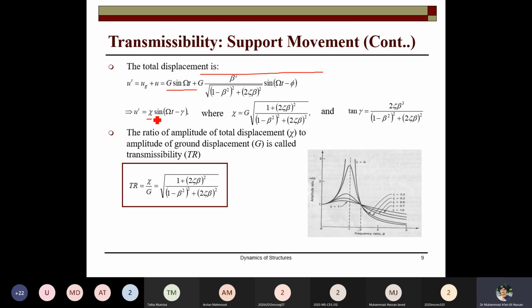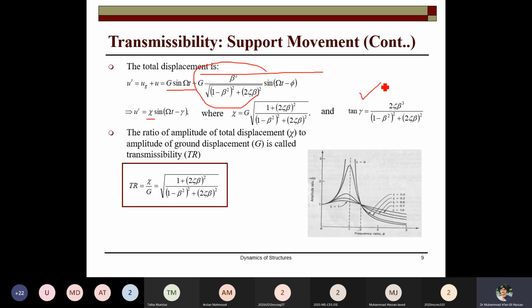And now this amplitude, gamma, can be computed. Gamma is basically the amplitude, and that is the coefficient, this part. So this is gamma, the amplitude of the ground vibration, and this is the phase angle.